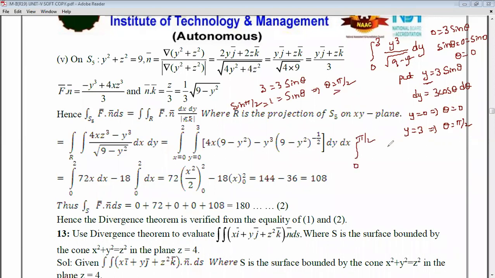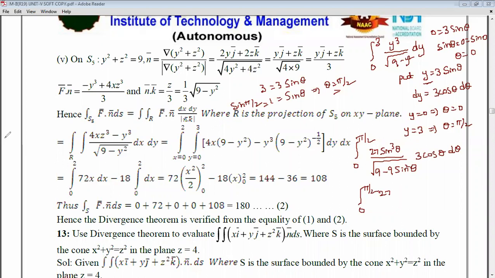So y cube is nothing but 3 cube, which is 27 sine cube theta, by square root of 9 minus y square. 9 minus y square is nothing but 9 cos square theta. And here dy is nothing but 3 cos theta d theta. And here we have integral 0 to pi by 2, so 27 into sine cube theta.